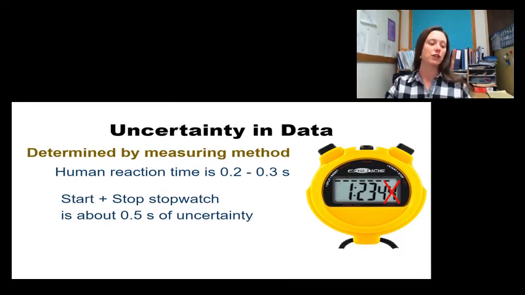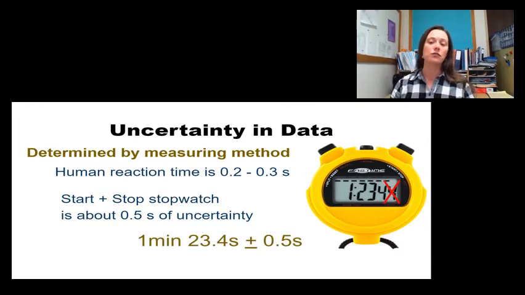So when you write something, for example, off a stopwatch, you have to know what the uncertainty is in the measuring method. And what you should write down for this measurement is 1 minute, 23.4 seconds, plus or minus half a second.